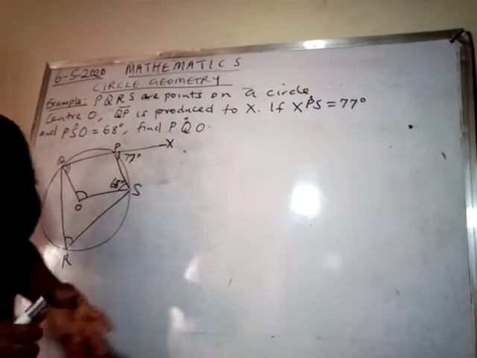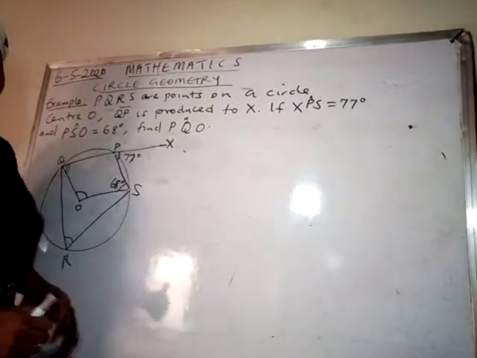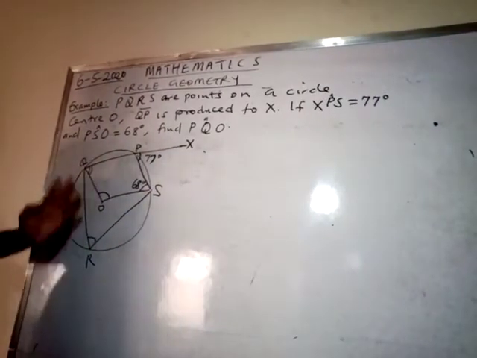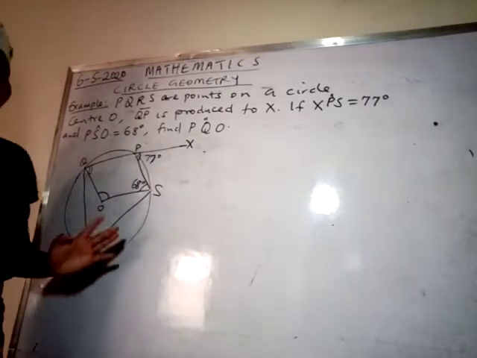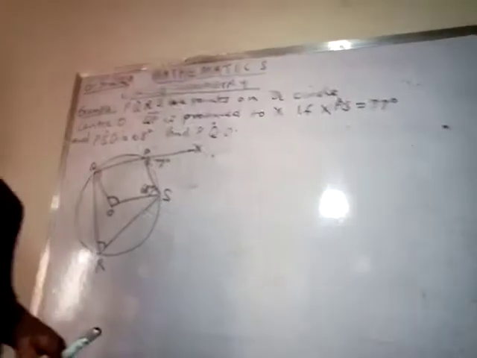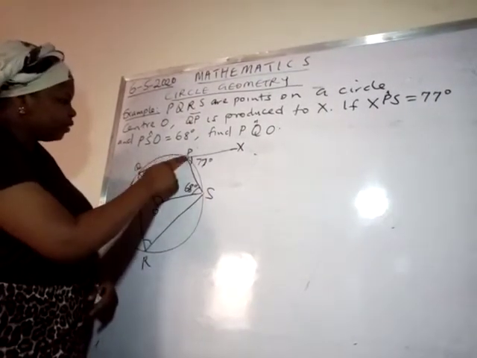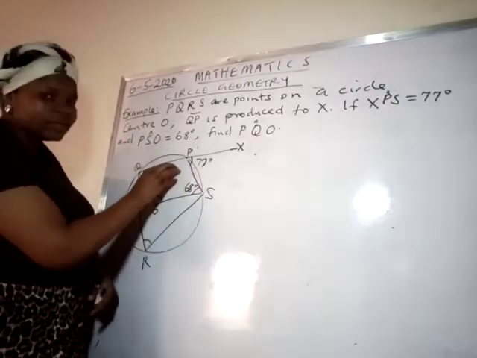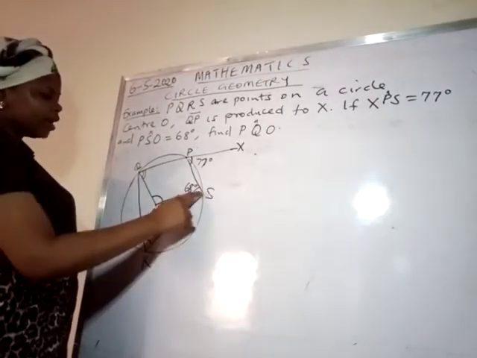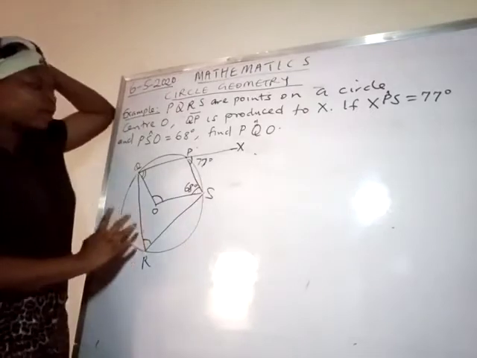Let's see this example. The first thing to look at is to study the diagram. Look at the diagram carefully. You study the diagram. What do I have? Now, if you look at this diagram, you can see that we have two quadrilaterals. One is a cyclic quadrilateral, the other one is not cyclic. The first one is PQOS, which is not cyclic. And the cyclic one I have is PQRS. You can see it's touching the circumference of the circle. So those are the two quadrilaterals I have.